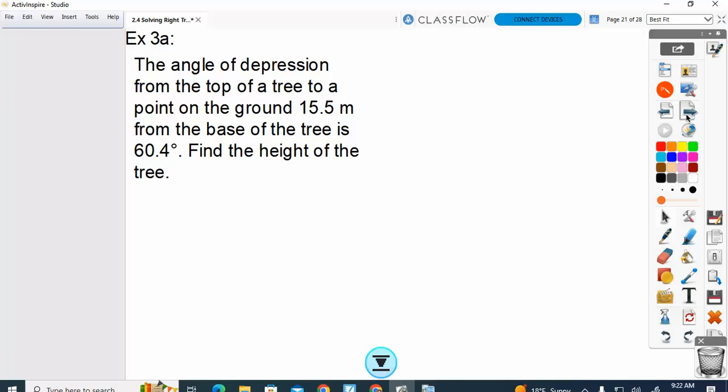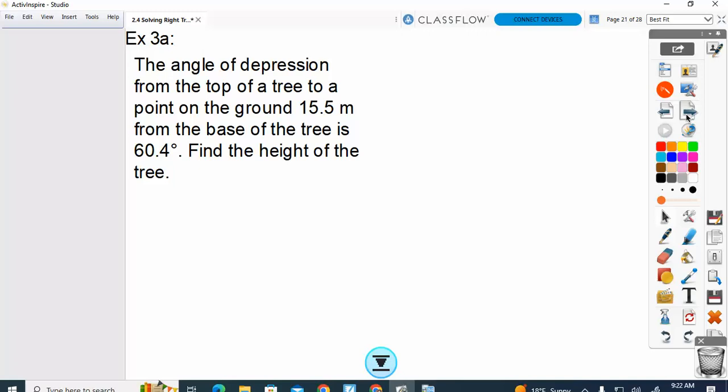The angle of depression from the top of a tree to the point on the ground, 15.5 meters from the base of the tree, is 60.4 degrees. Find the height of the tree. Right, this is kind of confusing if you're just looking at it, but let's try to draw a picture.